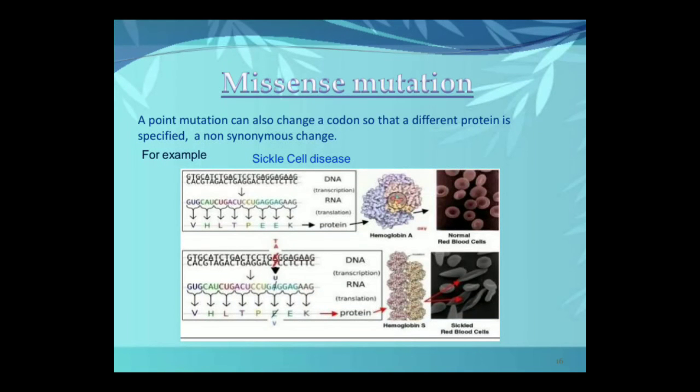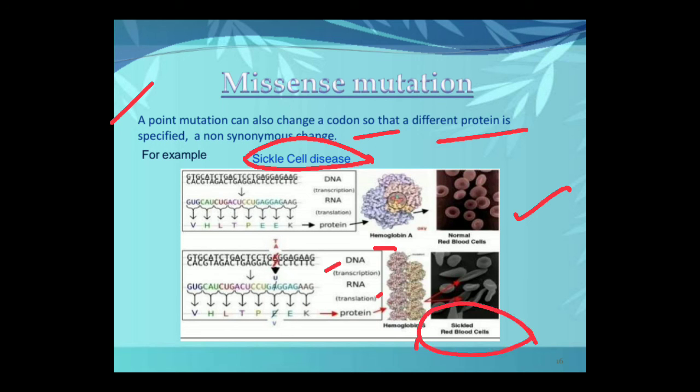Next we will discuss missense mutation. A point mutation can also change a codon so that a different protein is specified. A non-synonymous change occurs. For example, sickle cell disease. DNA transcription and RNA translation with the help of protein hemoglobin A, normal red blood cells are produced. DNA transcription and RNA translation, protein hemoglobin S, sickle cell hemoglobin, means sickle red blood cells are produced.